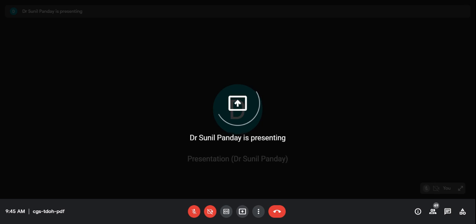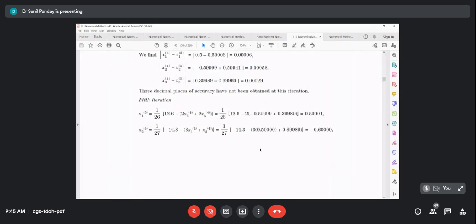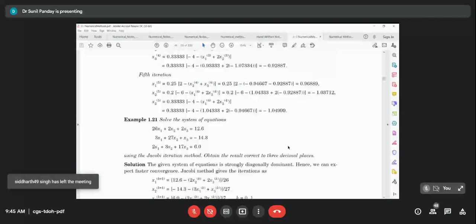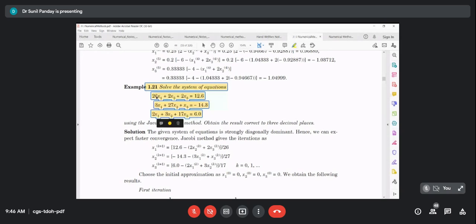I think this is again visible to you. We are discussing the Jacobi iteration method. In this Jacobi iteration method, if you remember, I already told you the main diagonal elements are dominant. It means the absolute value of 26 in equation 1 is greater than or equal to the absolute values of this 2 plus this 2. So here this is true.